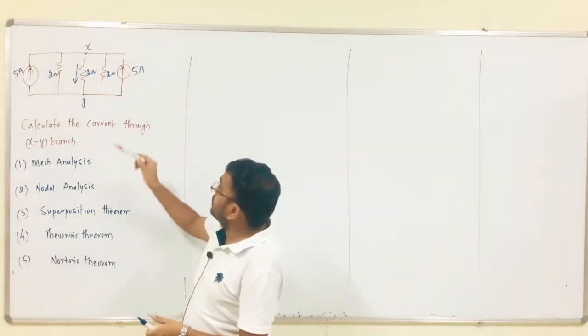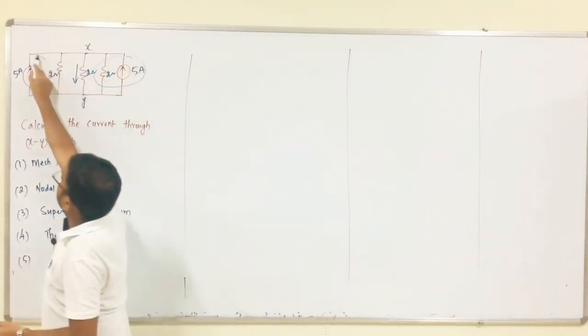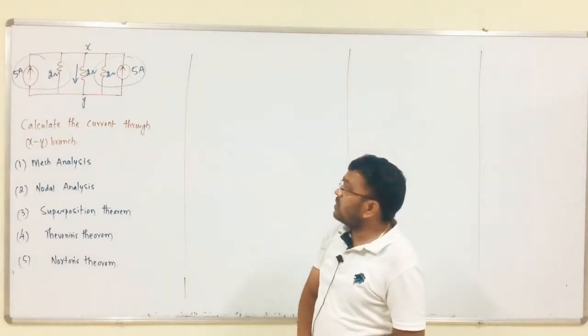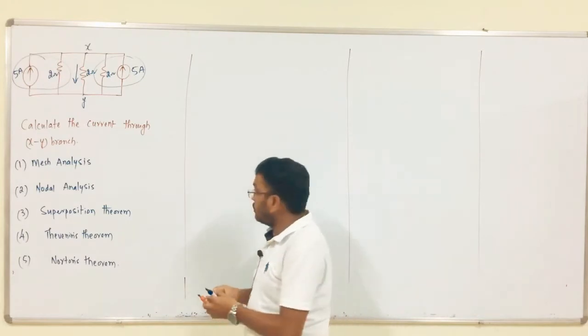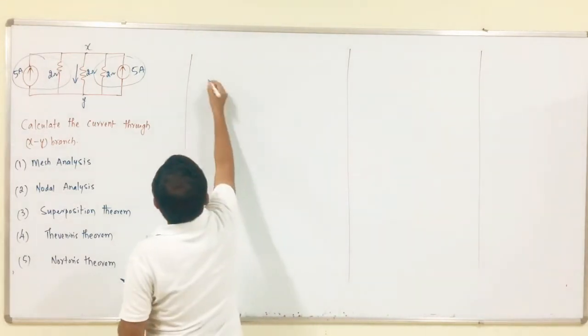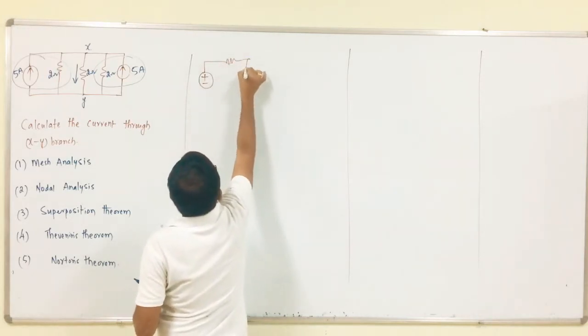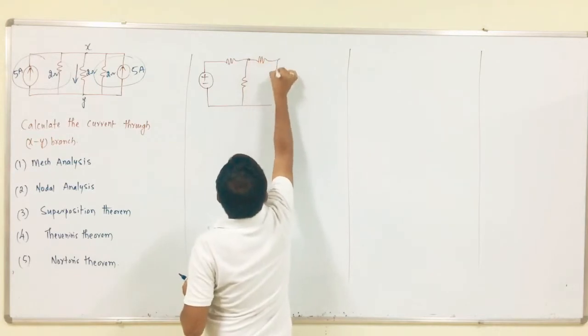So, these 2 are connected in what? Parallel. Like this, these 2 are connected in parallel. So, by using source transformation, we have to transform them into voltage sources. Then the circuit becomes series resistance, and we have one resistance, again one resistance.